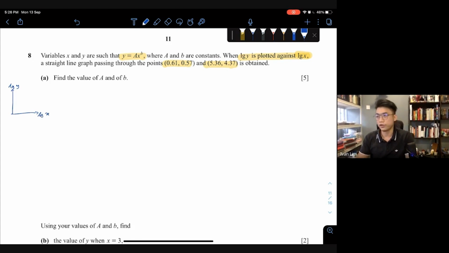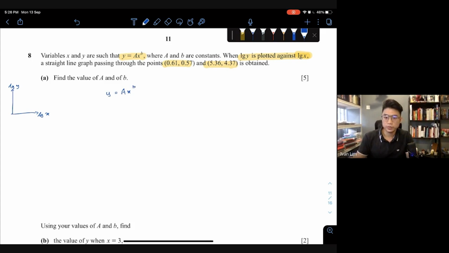Now they are saying this graph, log y against log x, is a straight line graph. It might be going down, might be going up, but we know it's a straight line graph. So we need to make it in the form big Y equals m big X plus C. With that, how do we do it? We want to change y equals a x to the power of b into a straight line equation form first.